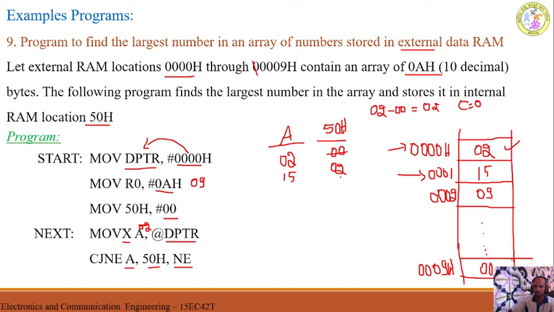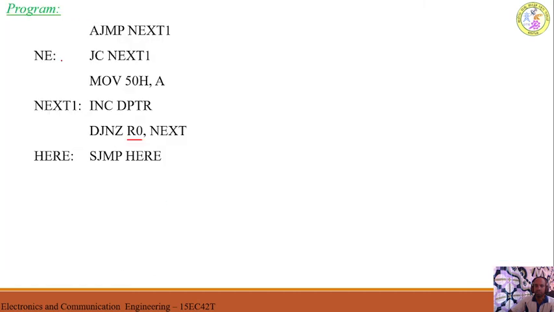15 minus 2. What is the carry status now? Carry status again becomes 0. It means that the accumulator content is greater. And jump if not equal, it will directly jump here.